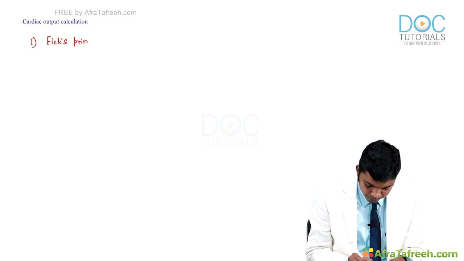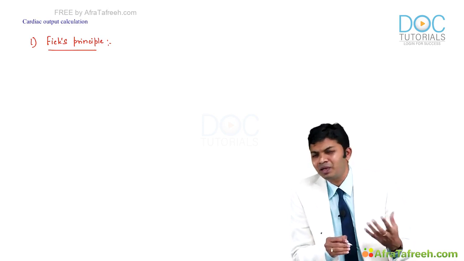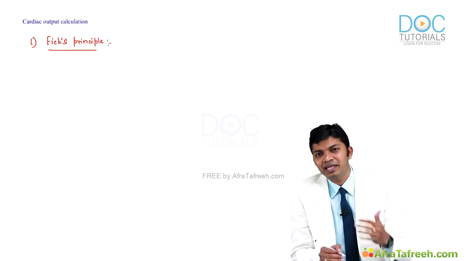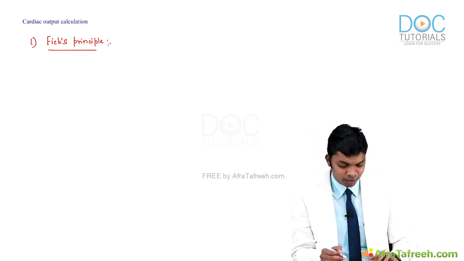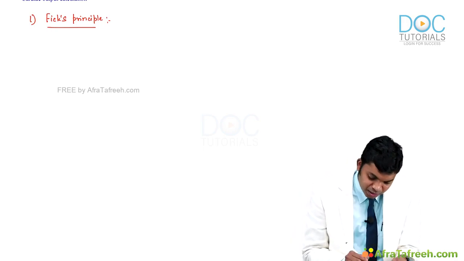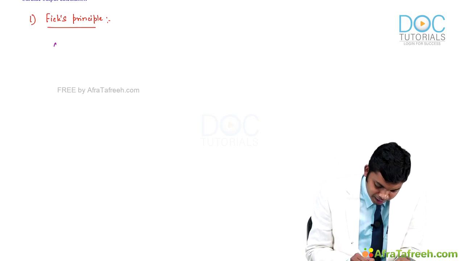Let us start with Fick's principle. So I suggest not to break your head trying to understand Fick's principle and all. It's just pointers. Just get to know the formula, substitute all the values, get the result, get a PG seat, keep moving forward. There is no point in revisiting history and ancient techniques. So Fick's principle is used to estimate cardiac output.